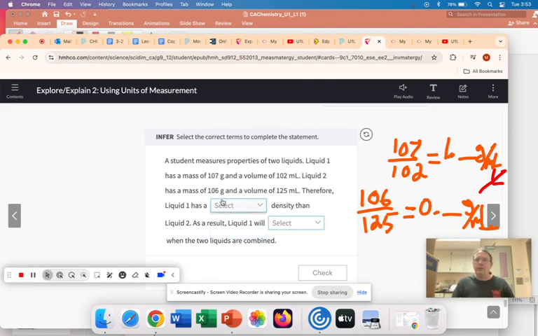Okay. And then, so I know liquid 1 would be what? Lower or higher? I think higher. And will it float or sink? If liquid 1 is more dense, we should say that it should sink.